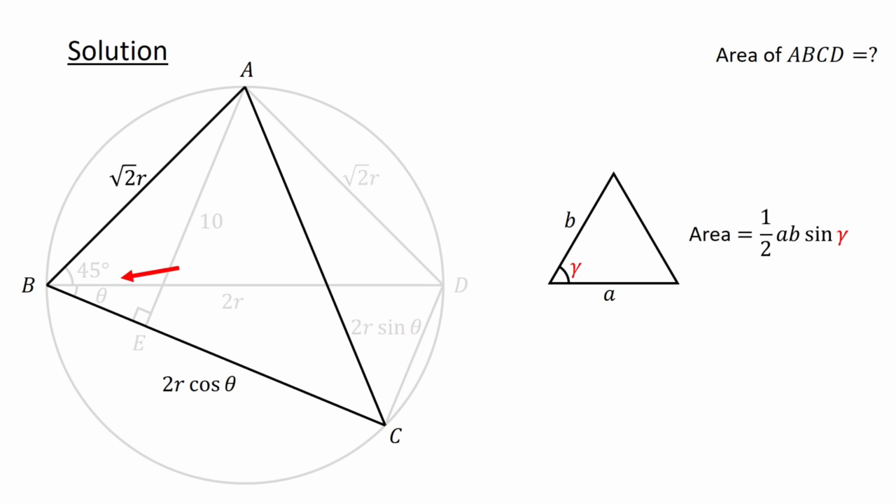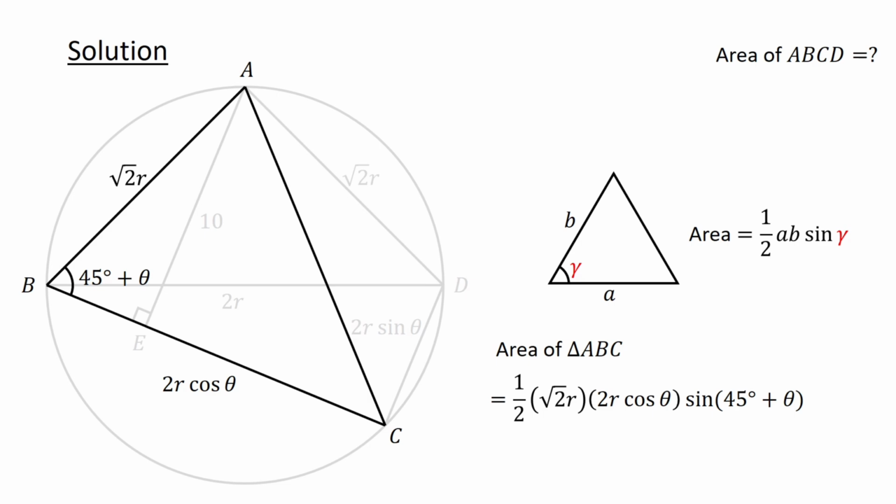Since we know the sides of triangle ABC, all we need is the included angle, which is angle ABC. Since angle ABD is 45 degrees and angle DBC is theta, angle ABC, which is the sum of these two angles, thus equals 45 degrees plus theta. Therefore, the area of triangle ABC is half times square root 2 r times 2r cosine theta times sine of (45 degrees plus theta). 2 cancels out, so we get square root 2 r squared times cosine theta times sine of (45 degrees plus theta).